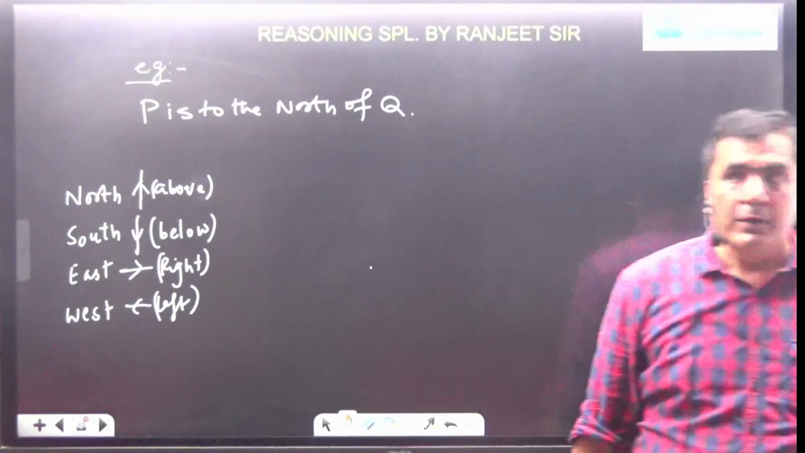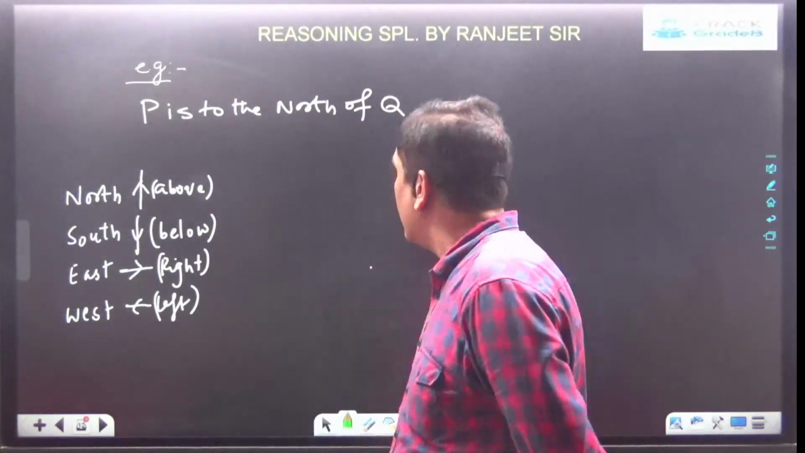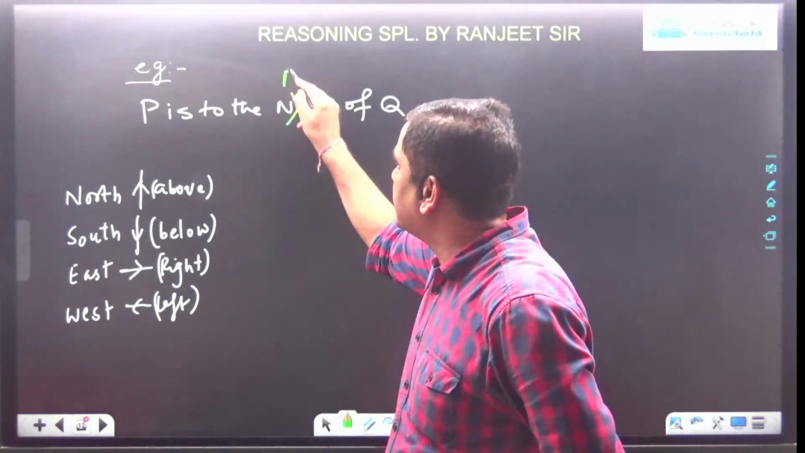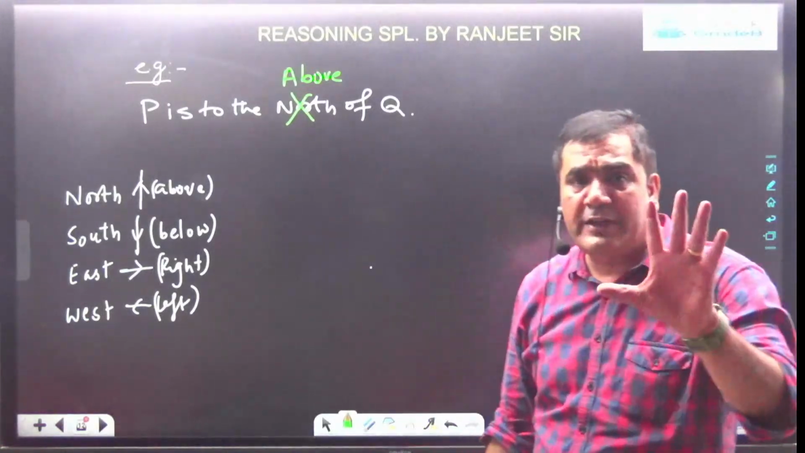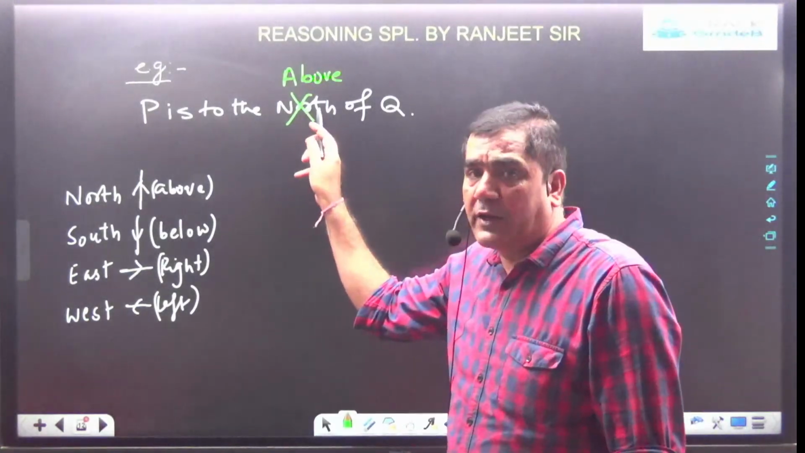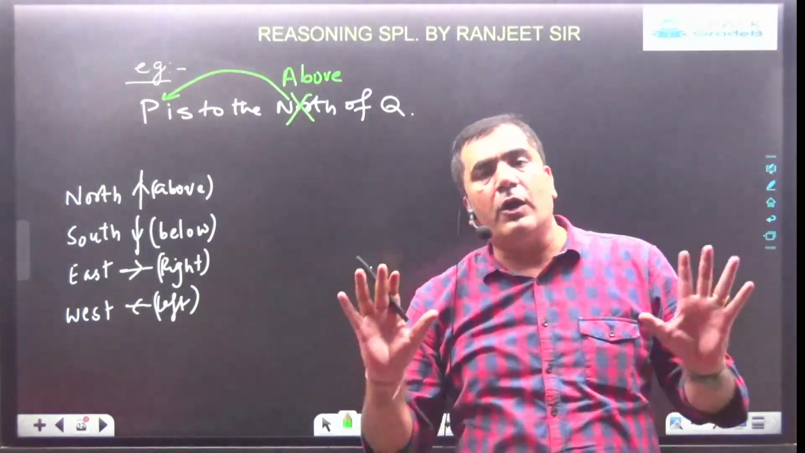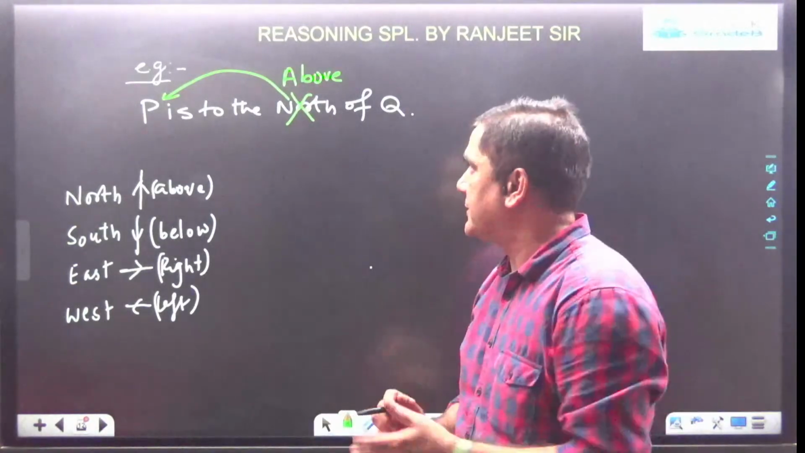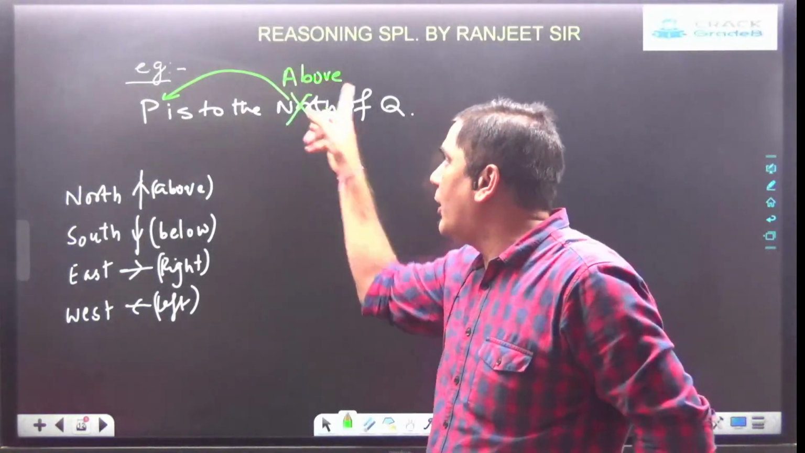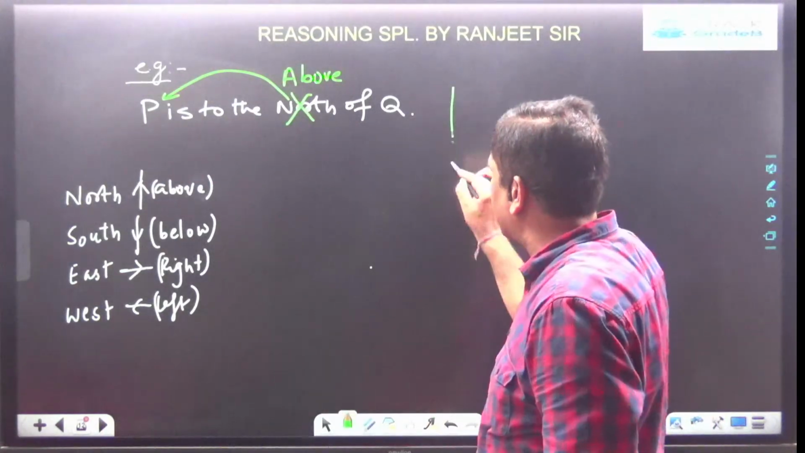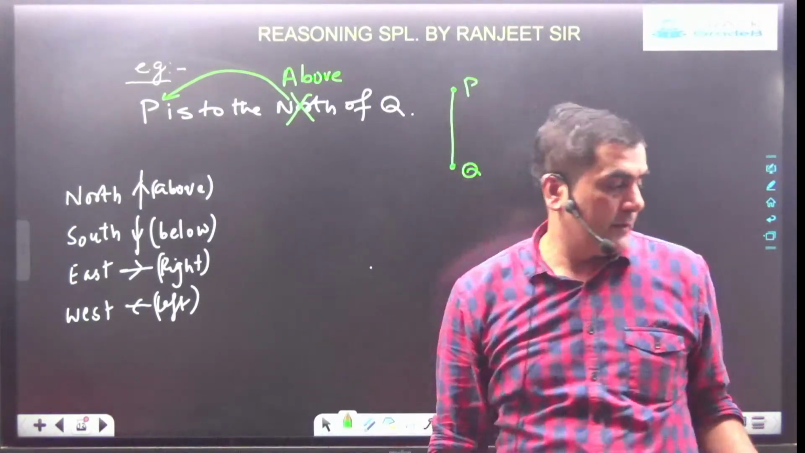Clear? So here I will read this problem as P is to the north, and north I will read as above. So I will say P is to the above of Q. And always remember, whatever direction they have given over here, this is only and only for the first person. So north means above. Who will be above? P will be above of Q. So if I have to plot it, I will say like this: if this is Q, P is going to be above of this. Clear?